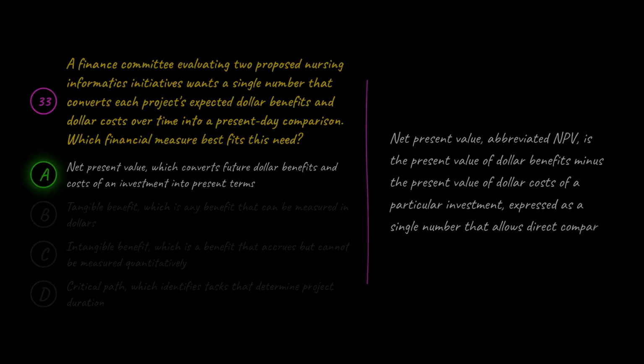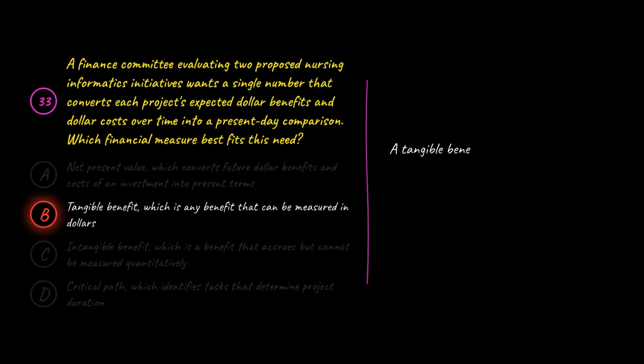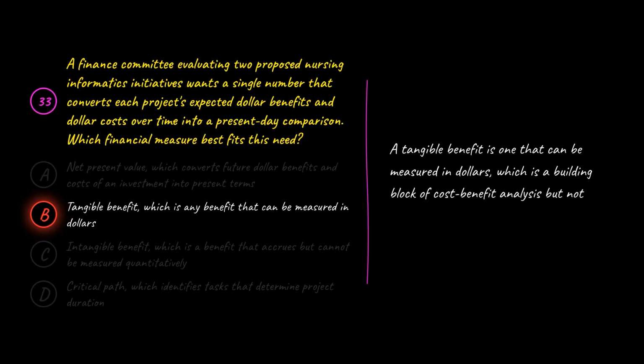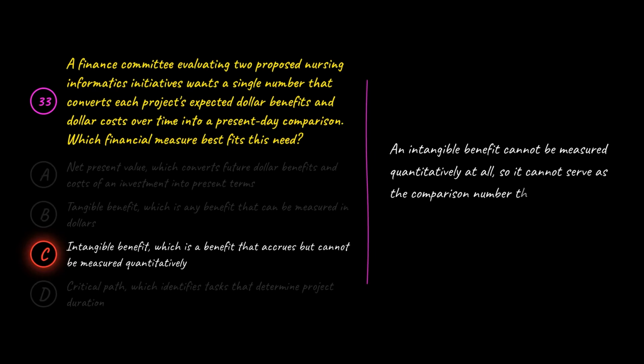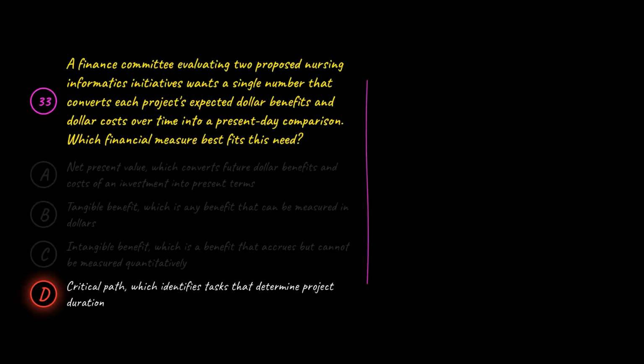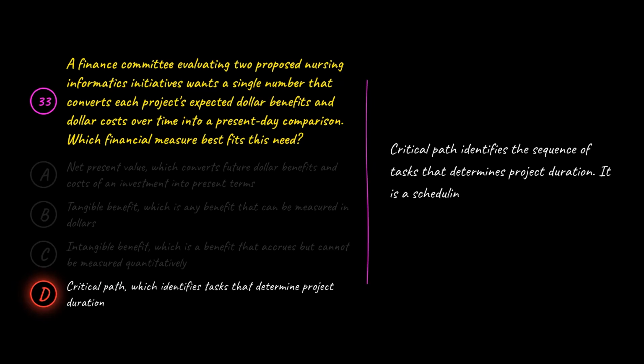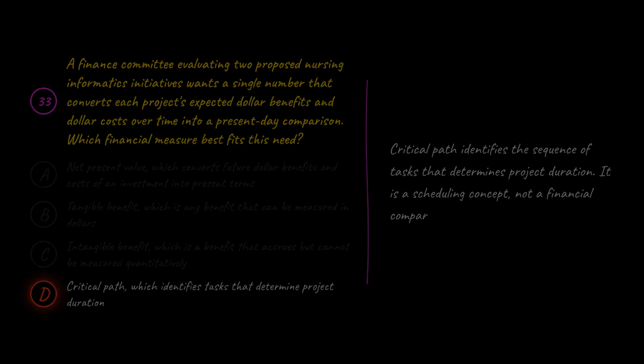timelines. B is wrong because a tangible benefit is one that can be measured in dollars, which is a building block of cost-benefit analysis, but not a single comparison number across projects. C is wrong because an intangible benefit cannot be measured quantitatively at all, so it cannot serve as the comparison number the committee wants. D is wrong because critical path identifies the sequence of tasks that determines project duration. It is a scheduling concept, not a financial comparison measure.